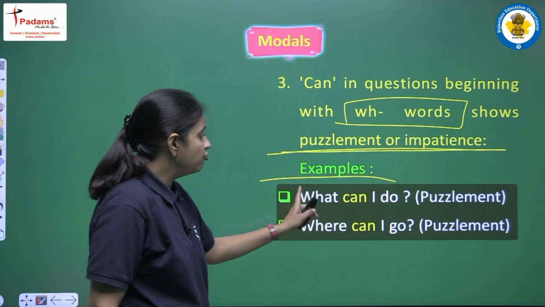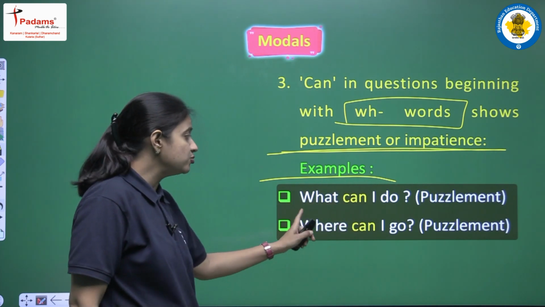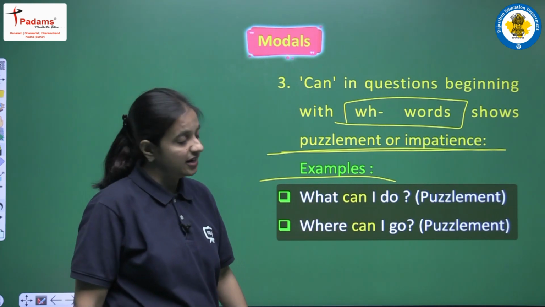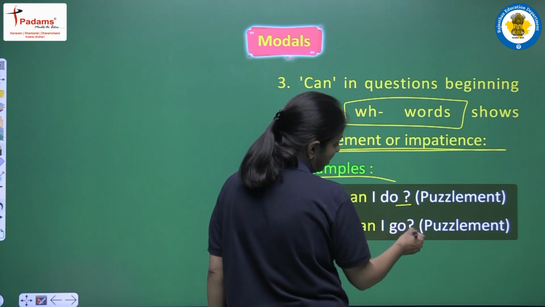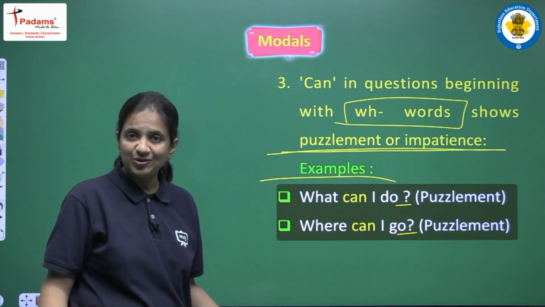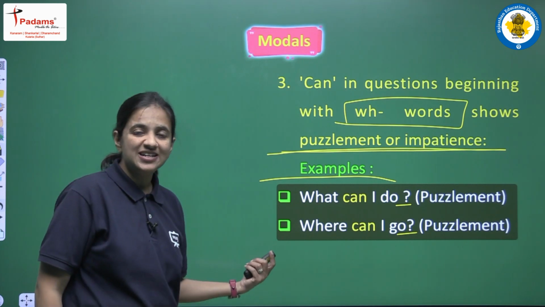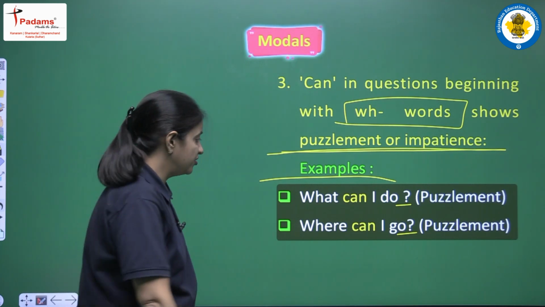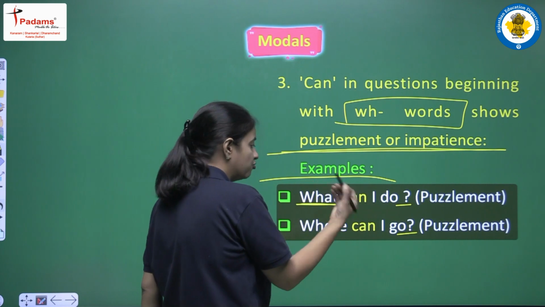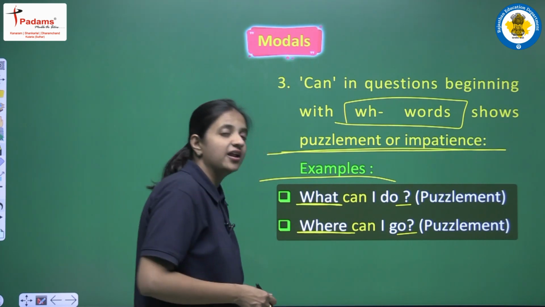The first one is: what can I do? The second is: where can I go? At the end of both sentences we have the question mark. It means these are interrogative sentences, and in the beginning of the sentence we have a WH word. In the first sentence we have what, in the second sentence we have where.